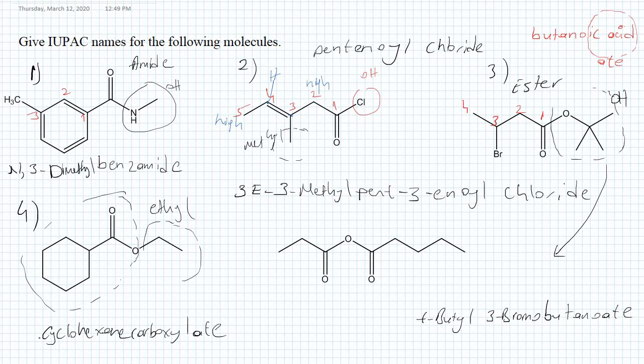But we have to say first ethyl. So here I will write, let me just move this part a little bit. Then let's write here, we have to start with a capital letter: Ethyl cyclohexane carboxylate. Let's look at the last molecule, which is going to be number 5.